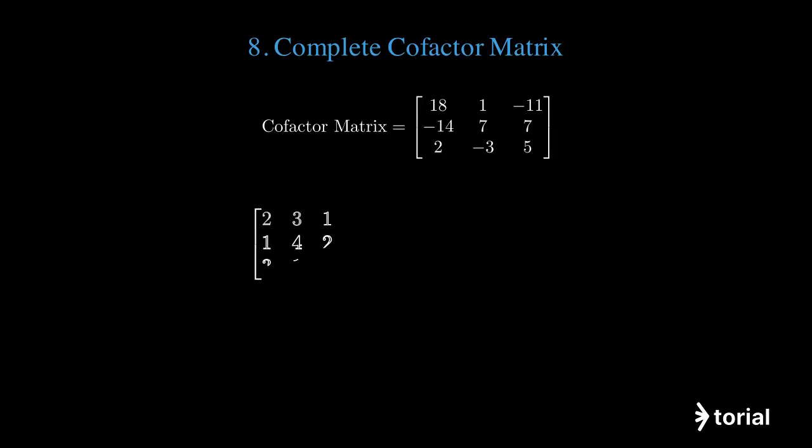Now we can assemble the complete cofactor matrix. Our final cofactor matrix contains all 9 calculated cofactors arranged in their proper positions. Here's our transformation from the original matrix to the complete cofactor matrix.